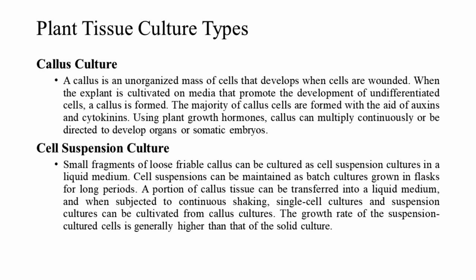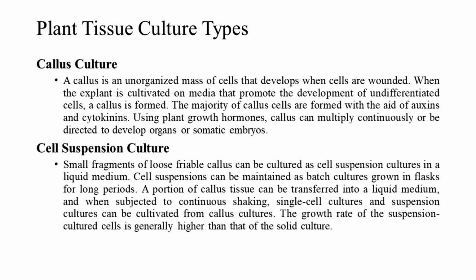A callus is an unorganized mass of cells that develops when cells are wounded. When the explant is cultivated on media that promote the development of undifferentiated cells, a callus is formed. The majority of callus cells are formed with the aid of auxins and cytokinins. Using plant growth hormones, callus can multiply continuously or be directed to develop organs or somatic embryos.